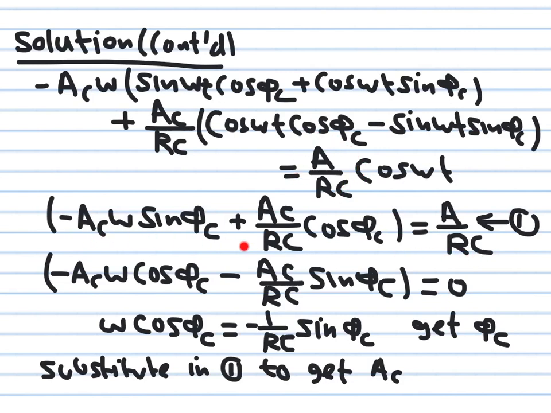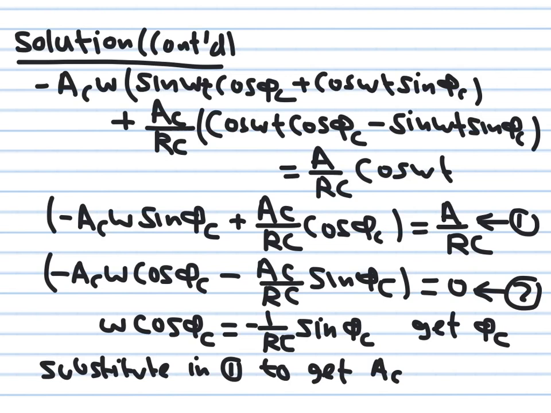So now I equated the coefficients of cosine omega t on both sides, and I equated the coefficients of sine omega t on both sides. The good thing about the first equation, which I can label as equation number 2, is that I can get rid of AC, and I end up with only one equation in phi C, because AC is on both sides and you have 0. So you get this equation. This will give you tan phi C. So I can simply say that tan phi C is equal to minus omega RC, and then I can get the angle phi C.